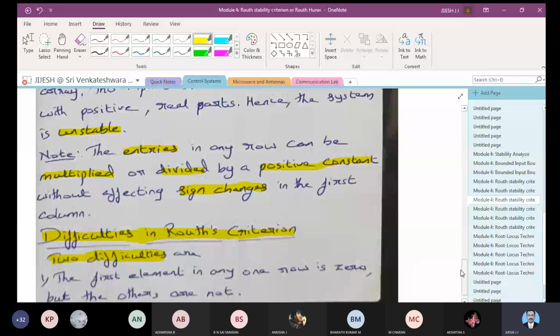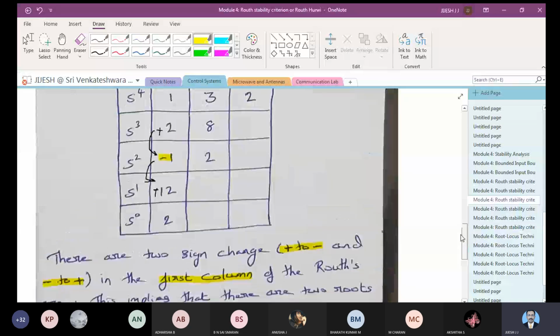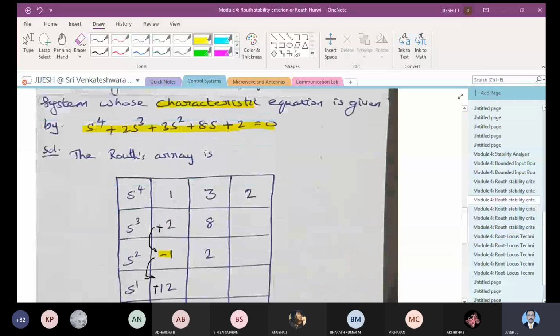Difficulties in Routh's criteria. Two difficulties are there. The first is that the first element in any one row is 0, but the others are not. So if you take what you have seen, s to the power of 4, it is continuous: 4, 3, 2, 1 and 0.